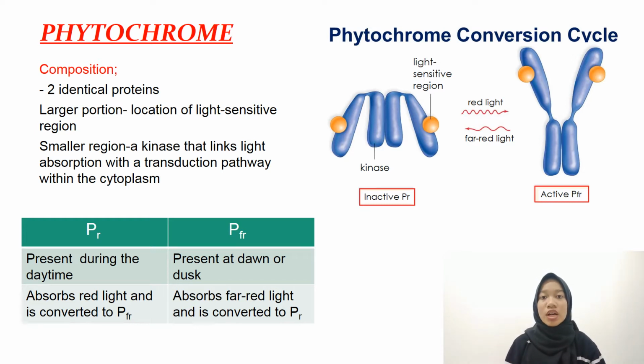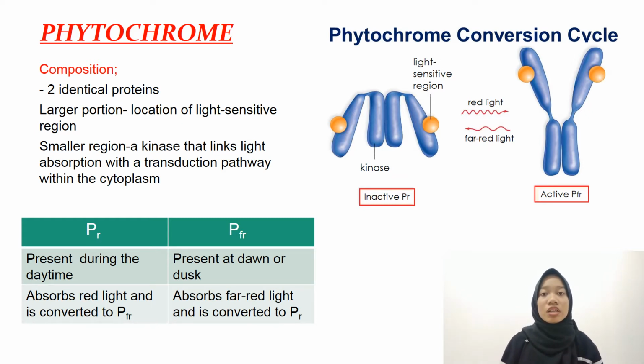Phytochrome can be said to act as a light switch because it can be in an inactive form and an active form. Phytochrome red, PR, absorbs red light and is converted into PFR, phytochrome far red, in the daytime, while PFR absorbs far red and is converted into PR in the evening.